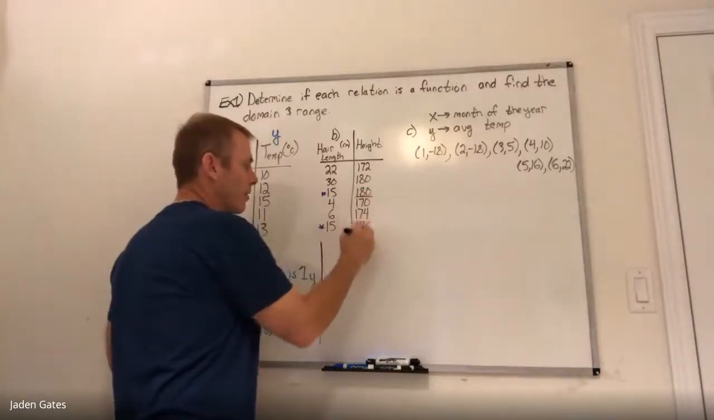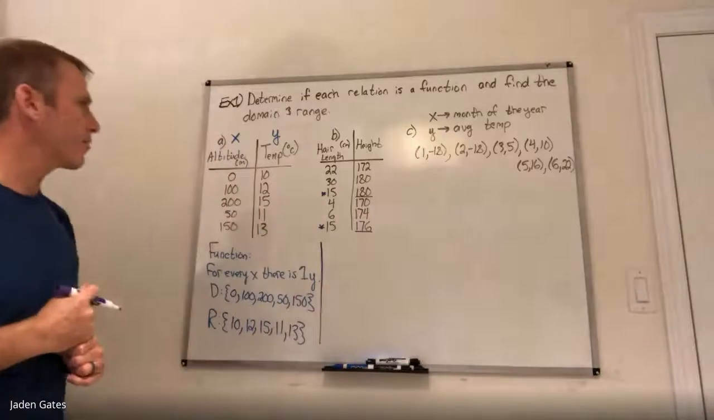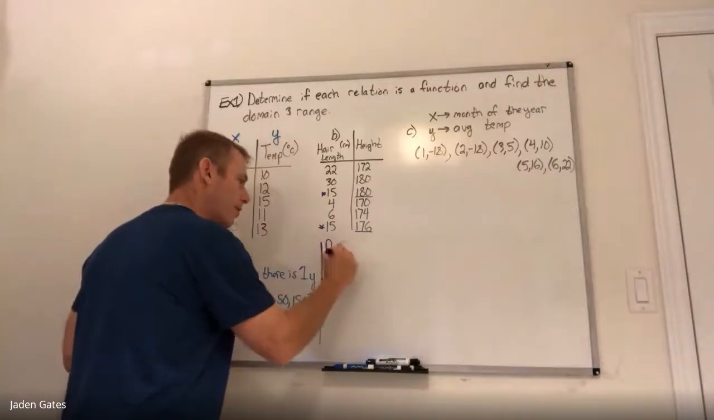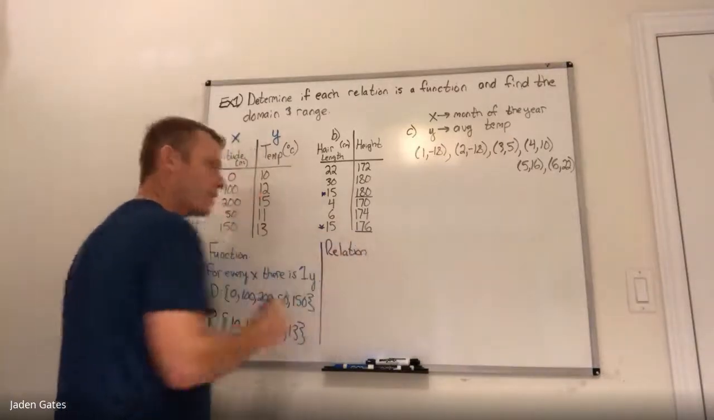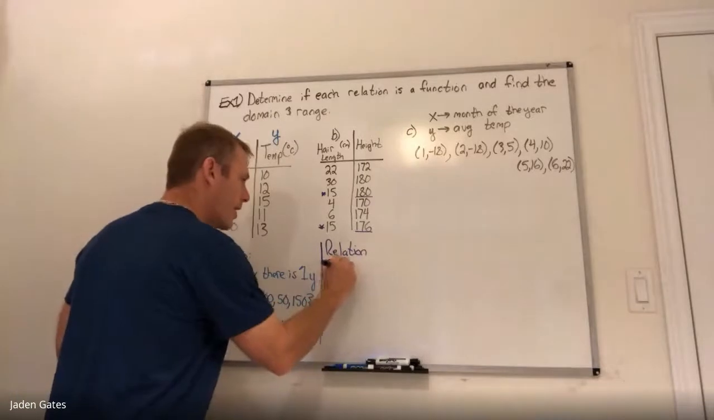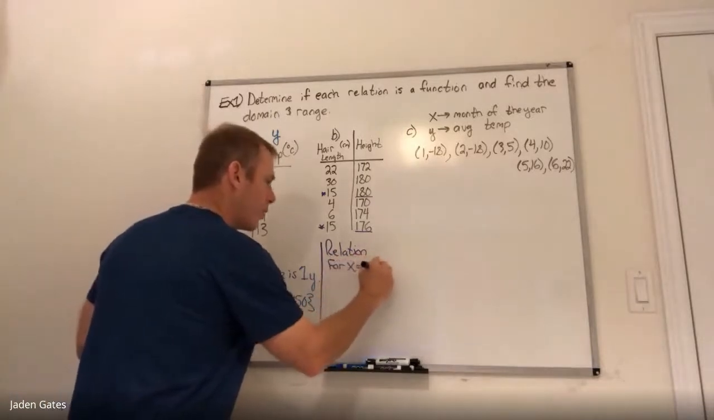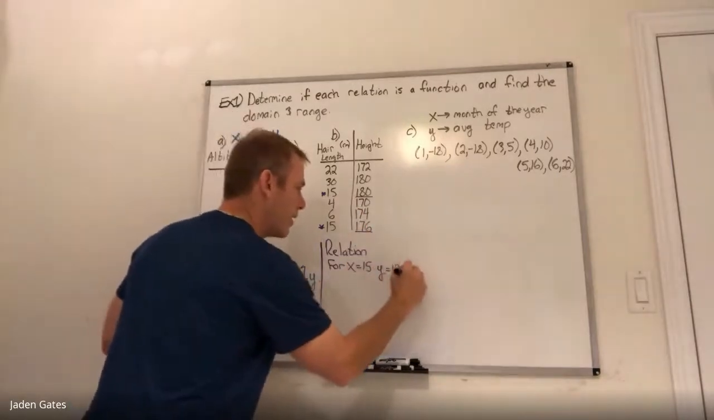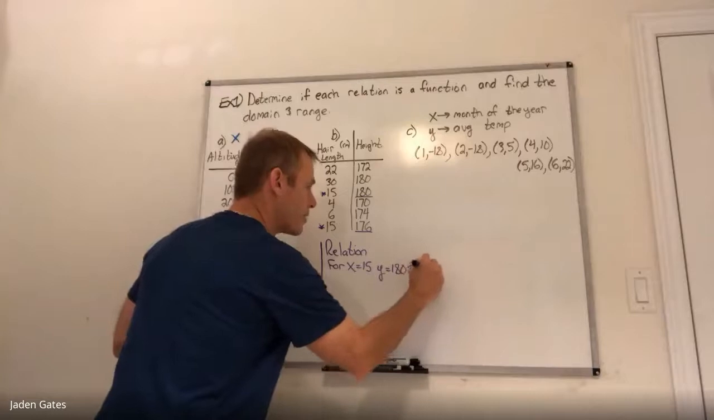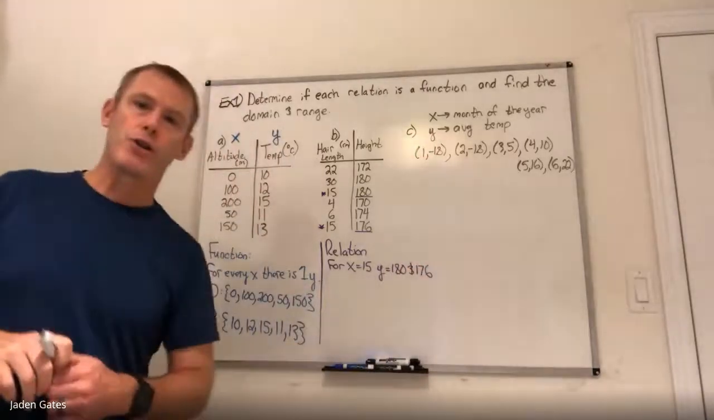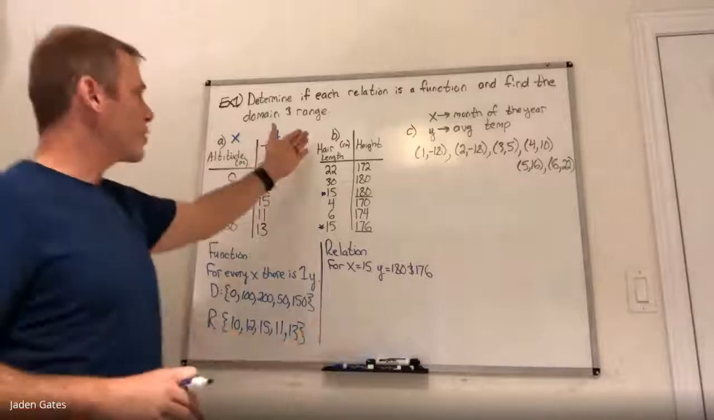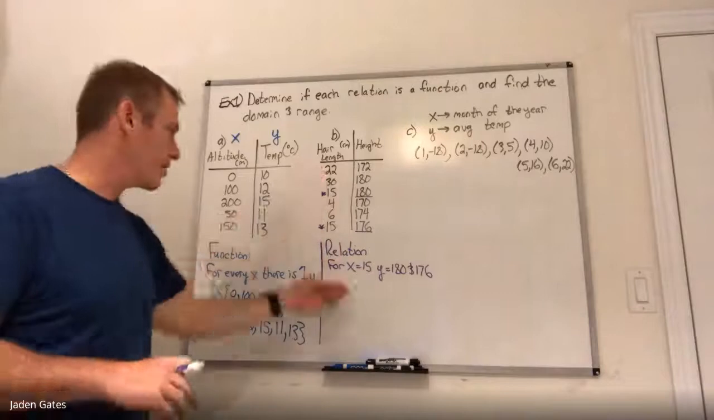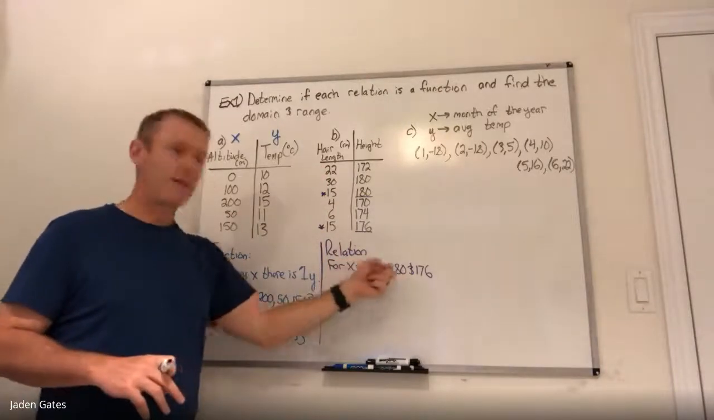What are the values? I got 180 and 176 for x equals 15. So that's going to make it a relation because it isn't predictable. For x equals 15, the y is equal to two answers, 180 and 176. Again, the idea with a function is you want predictability. If I'm measuring hair length and height, there isn't predictability given this data set, because I have a hair length of 15, but yet the heights are different.